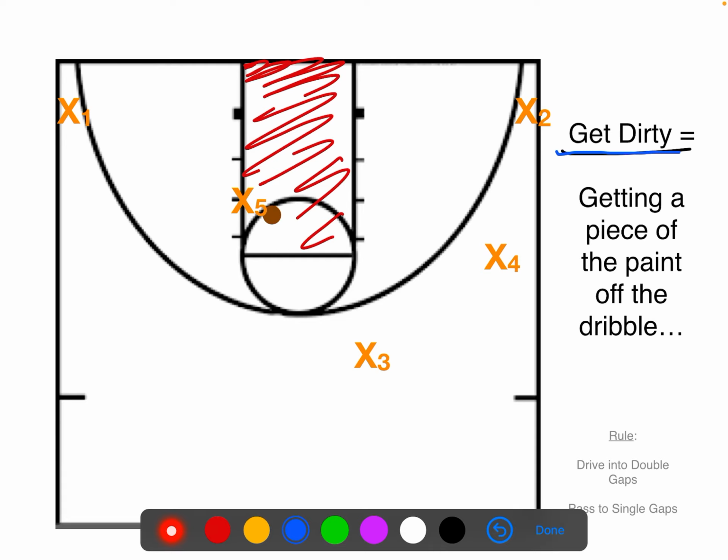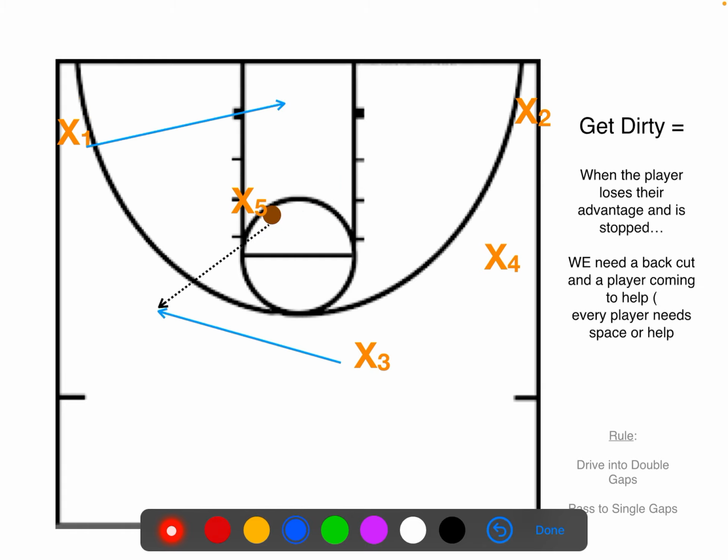But ultimately, our goal is to use those double and triple gaps to make a drive and get the ball into the paint. That doesn't mean we're scoring every time, but we need to get the ball into the paint. Once the ball gets into the paint, this is where we would look, like we worked on in our Italian shooting drill, to have somebody back cut.